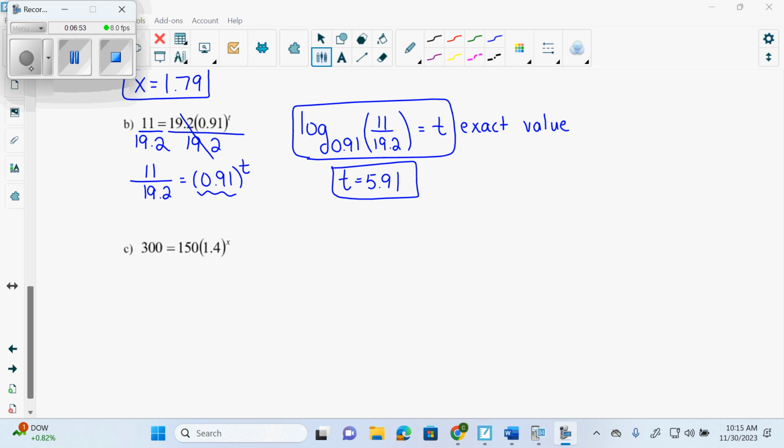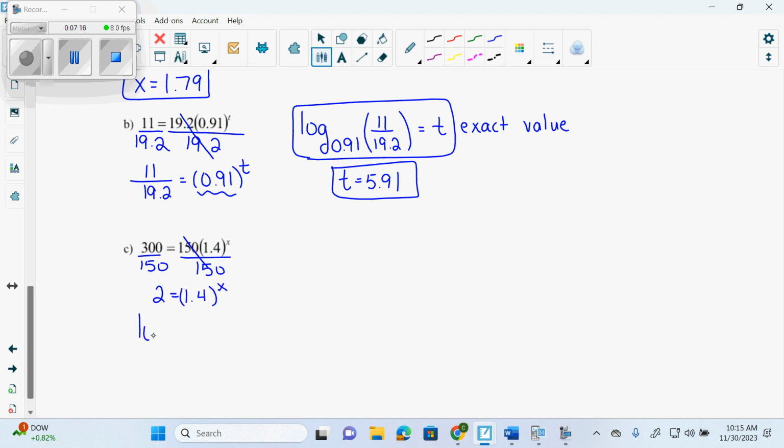Like this to me looks like a word problem, right? Like this is 1 plus 0.4, so it's increasing 40%. I have an initial value of 150, I have a final value of 300. They're asking for the number of years. Technically, I see that as a word problem. So they're asking it to double. So I have 150. So I get 2 equals 1.4 to the x.